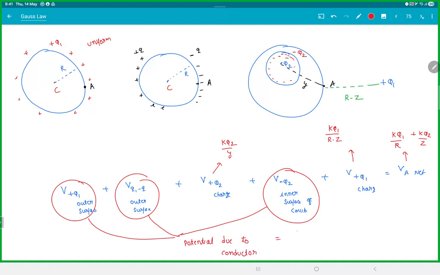So potential due to the conductor will be KQ1 by R plus KQ2 by Z minus KQ1 by R minus Z minus KQ2 by Y. This will be a pretty good advanced question, right? So what I did, I know the total, I know due to Q2, I know due to Q1. If I subtract Q1 and Q2 from the total, whatever is remaining must be the conductor. Is that argument making sense?